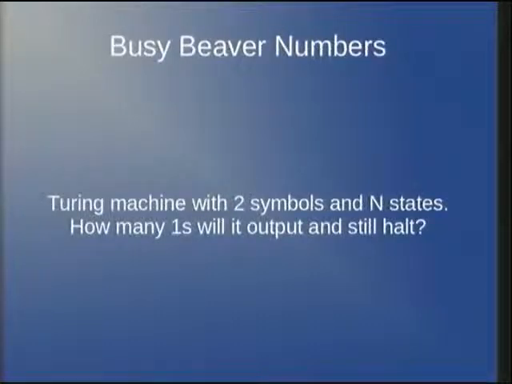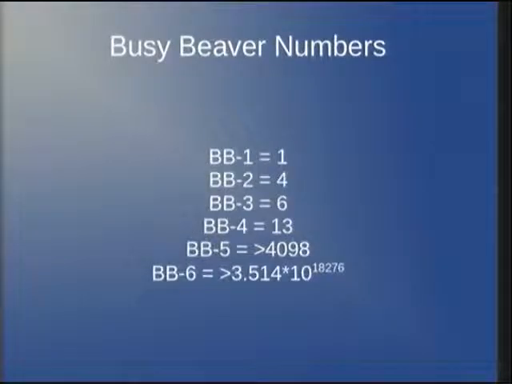The Busy Beaver numbers are based on, if we have a Turing machine with, let's say, 2 states, what is the largest number of ones that it will output and still finish? A couple of these have been computed. A 1-state Busy Beaver is going to output 1. 2-state Busy Beaver outputs 4. 3 outputs 6, 4 outputs 13. Now, just the 5th number in this sequence, we haven't been able to compute yet. We know it's greater than 4098.